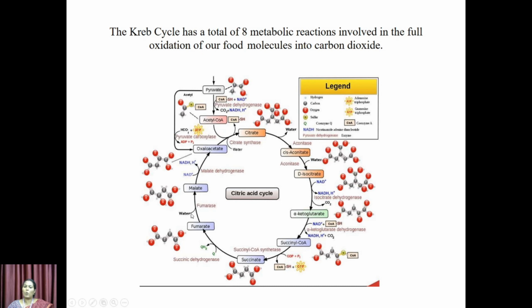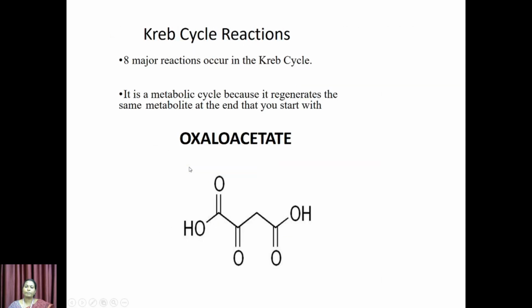It includes water. Next one, malate is converted into oxaloacetate with the help of the enzyme malate dehydrogenase. NAD plus is converted into NADH plus H plus.